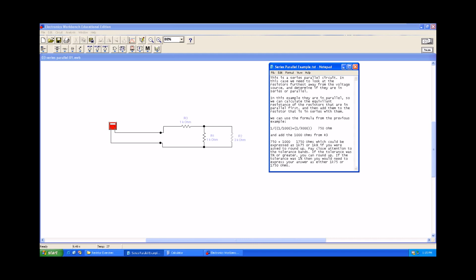We can use the formula from the previous example. R equivalent is equal to 1 over 1 over 1,000 plus 1 over 3,000 for a total of 750 ohms. We now add the 1,000 ohms from R3 to the 750 ohms for a total of 1,750 ohms. We could express this as 1K75 or 1K8 if you are asked to round up.